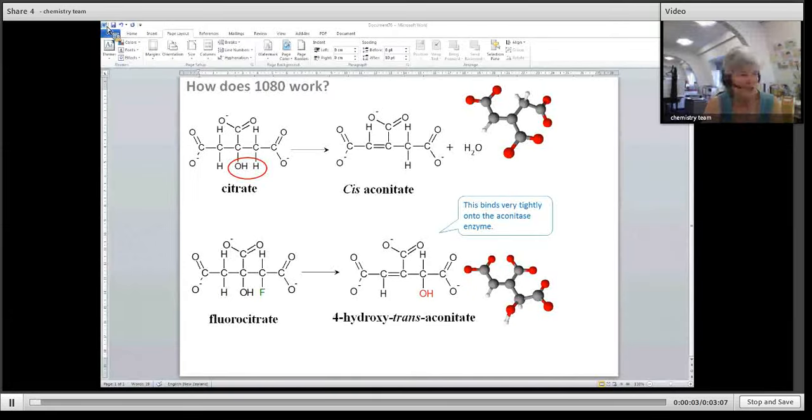Kia ora and welcome to this quick overview of just looking at the Krebs cycle in a little bit more detail and thinking of what terms you could use at level 3.